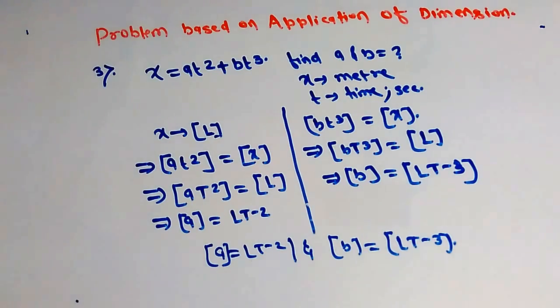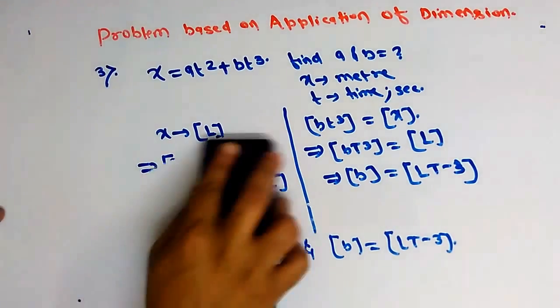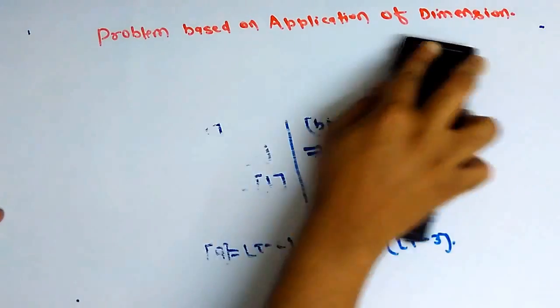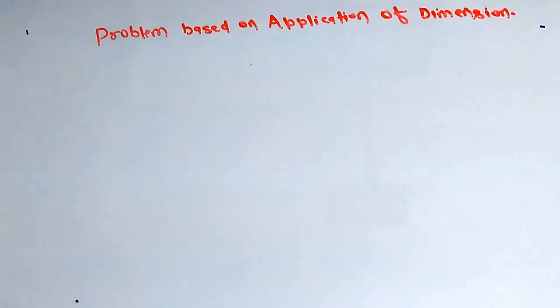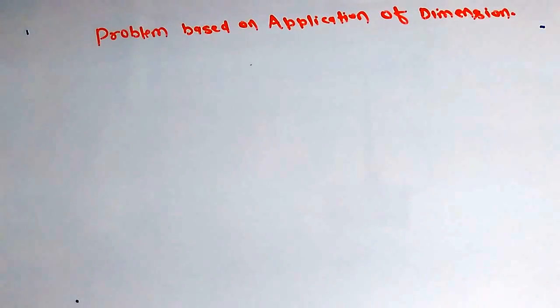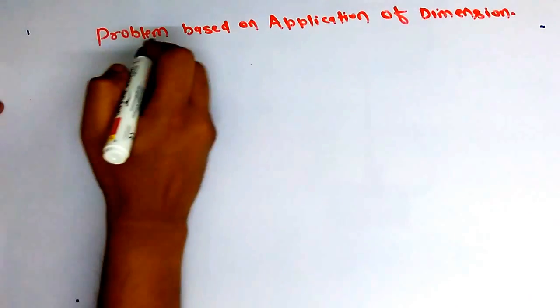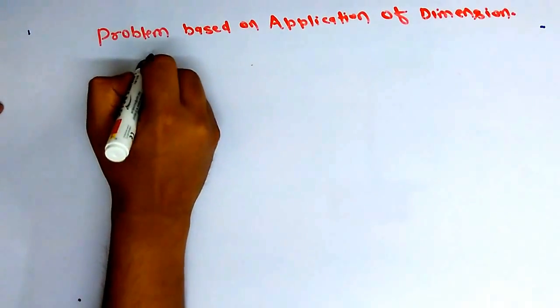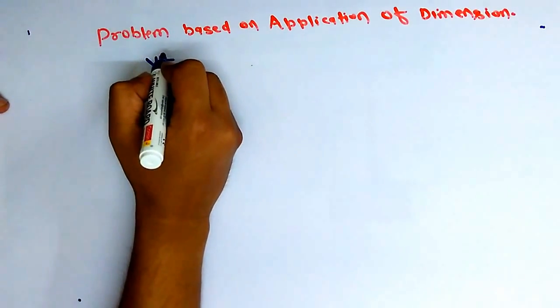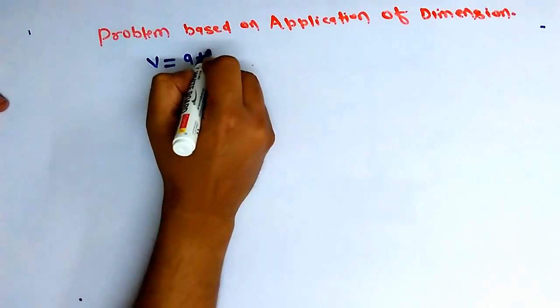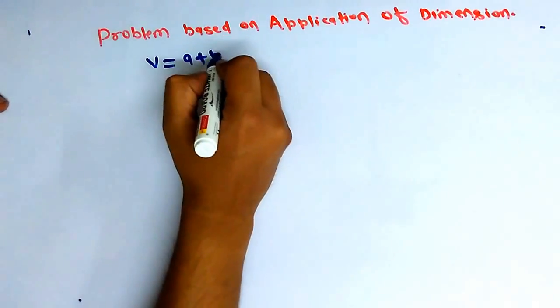Now we will see another problem. Okay, let me rub it first. Suppose it is given that the velocity of a particle depends upon time t according to a certain relation, that is a plus b t.